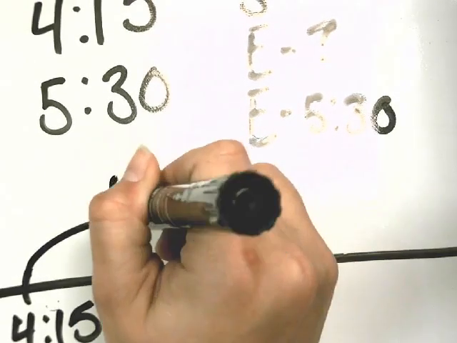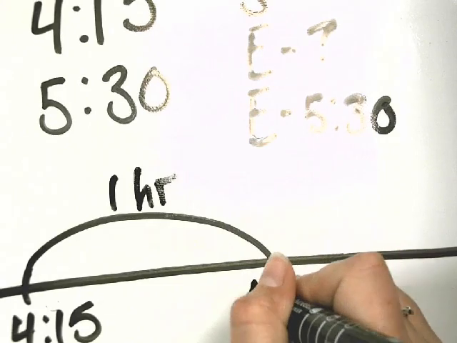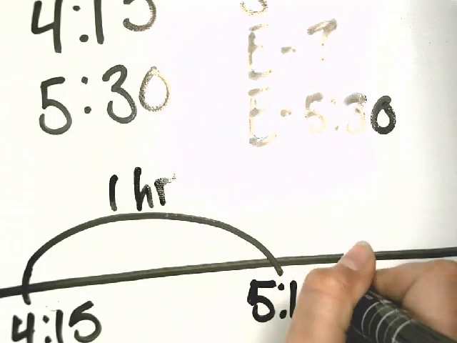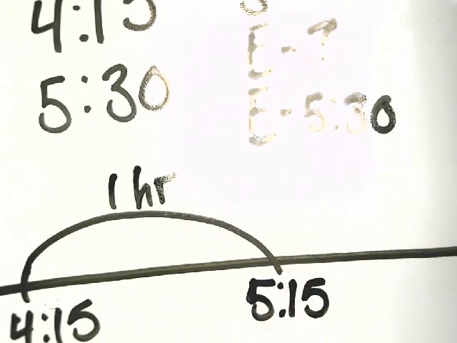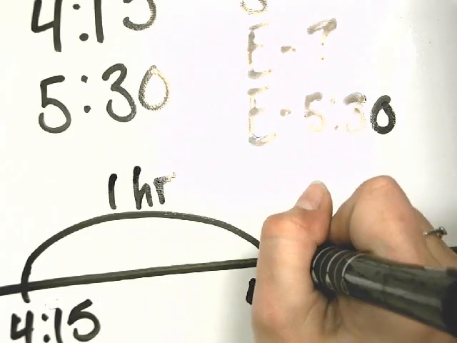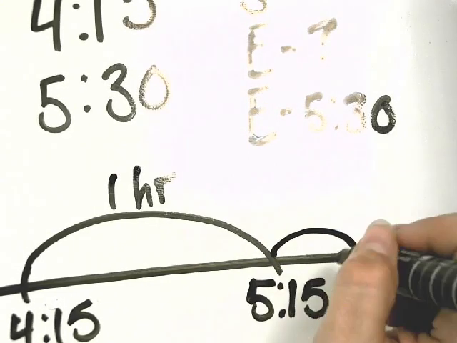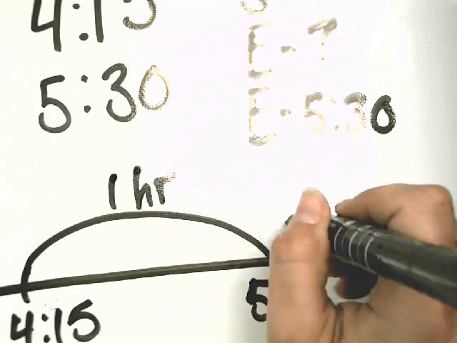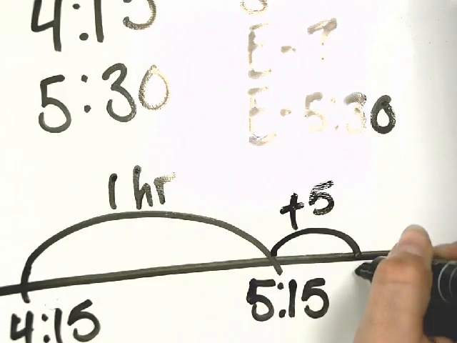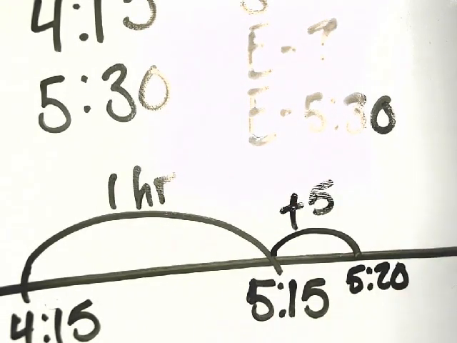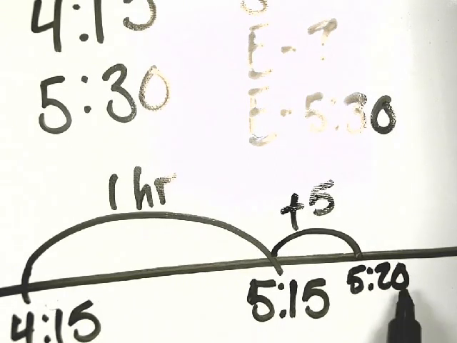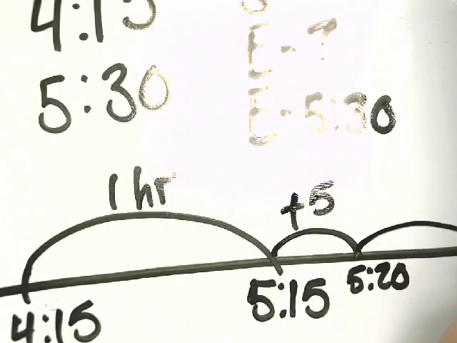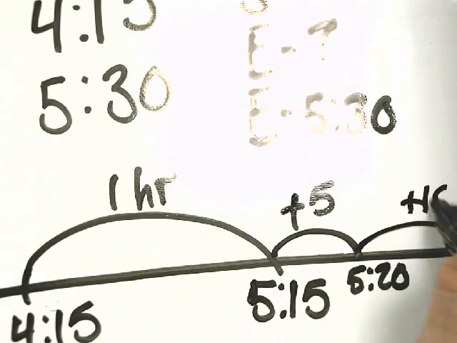So if I jump 1 hour, then now I'm going to be at 5:15. Well, I still have to get to 5:30. Well, I could jump another 5 to get to a friendly number and have my 15 end with a 0. So 5:15 plus 5 would be 5:20. Well, I know that 20 plus 10 will get me to that 30. So now I can do 5:20 plus 10 minutes to get to 5:30.